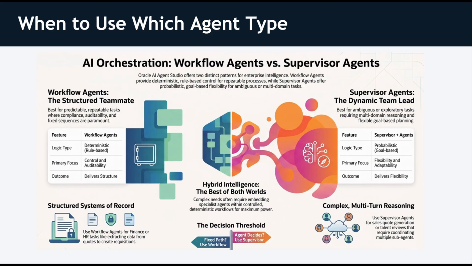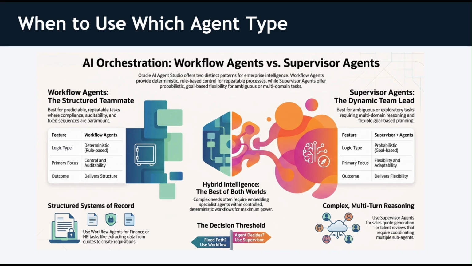So the decision threshold is very simple. We just need to ask one question: does the agent need to decide what to do next, or does it just need to execute what we already defined? If the path is fixed, the answer is simple, use a workflow agent. If the agent decides, then use a supervisor agent. And for the most complex enterprise scenarios, you may have to use a hybrid, the best of both worlds, because we can have supervisor agents added as part of workflow agents. So sometimes we have to use a hybrid approach like that.